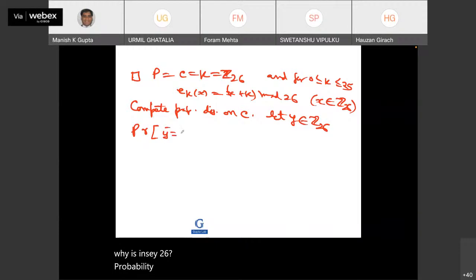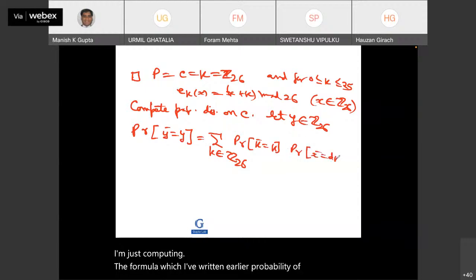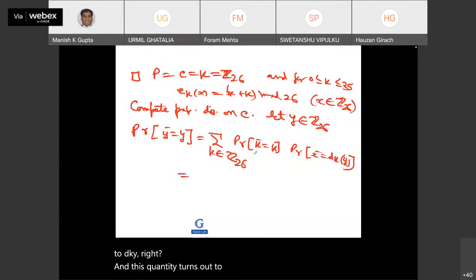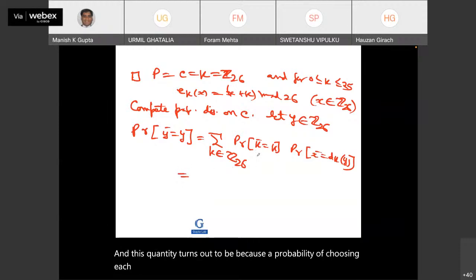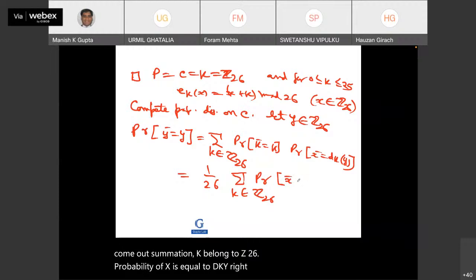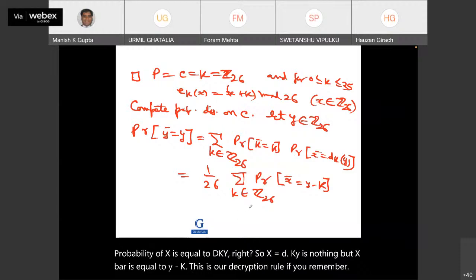probability of Y bar equal to y is equal to the summation over K belonging to Z26. I'm just computing the formula which I have written earlier. Probability of X bar is equal to dK(y). And this quantity turns out to be, because the probability of choosing each key is 1 by 26, 1 by 26 times the summation over K in Z26 of probability that X is equal to dK(y). So x equal to dK(y) is nothing but X bar is equal to y minus K. This is our decryption rule, if you remember.